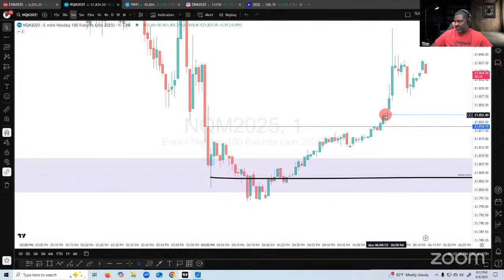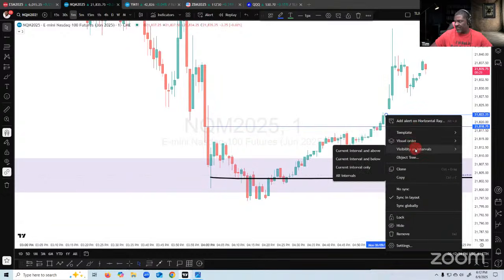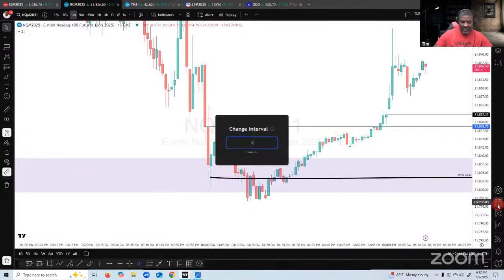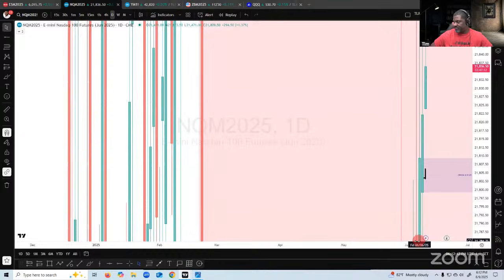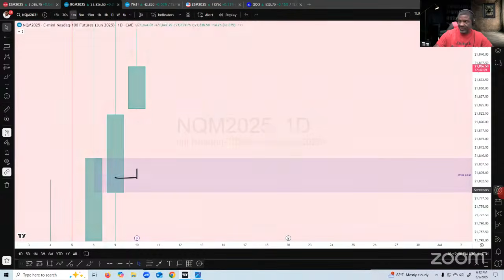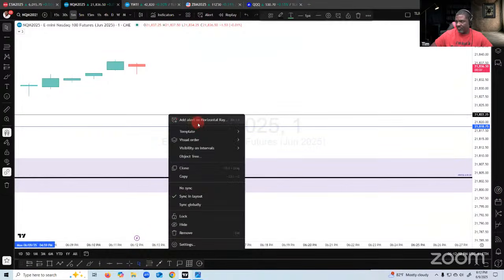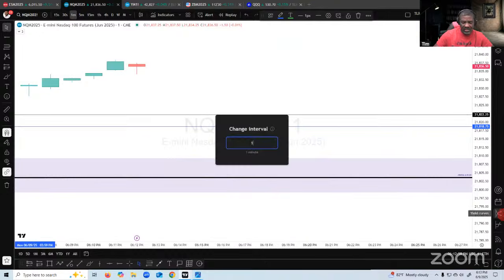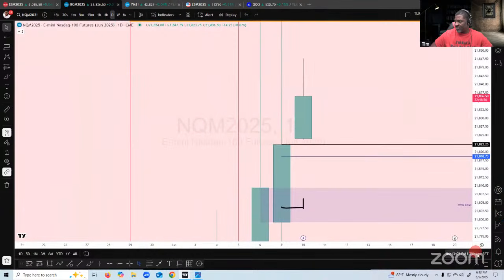So this right here, that's like the non. This right here is the. Change that to black. All right, now go back to the daily candle. Where did them lines go? All right. So yeah, okay, now it's moving now.